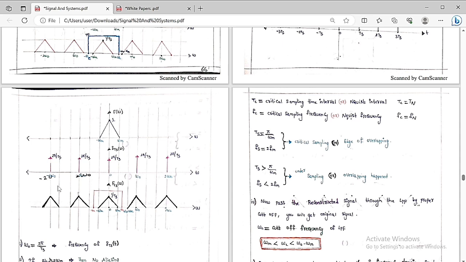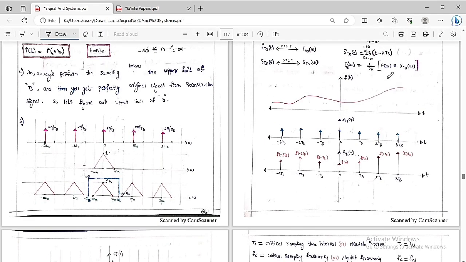And minus 2 omega naught here. So this one you always have to keep in your mind. So what I will do? This is in the time domain. So this is f of t. This is delta Ts of t. If you multiply this with this, we are going to get the time domain version.